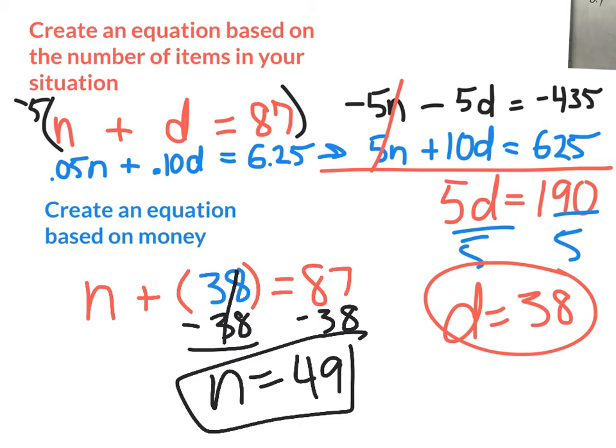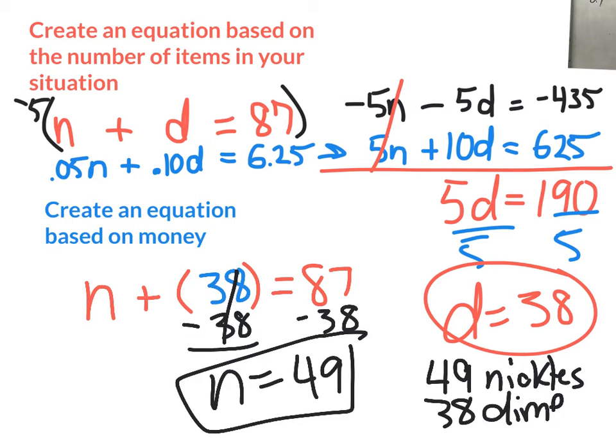So how many coins, or what type of coins did we have in this jar? We had exactly 49 nickels and 38 dimes. Now let's say you weren't too sure about this. What could you do to make sure that you got the right answer? Plug both numbers into the equation or the real life situation.